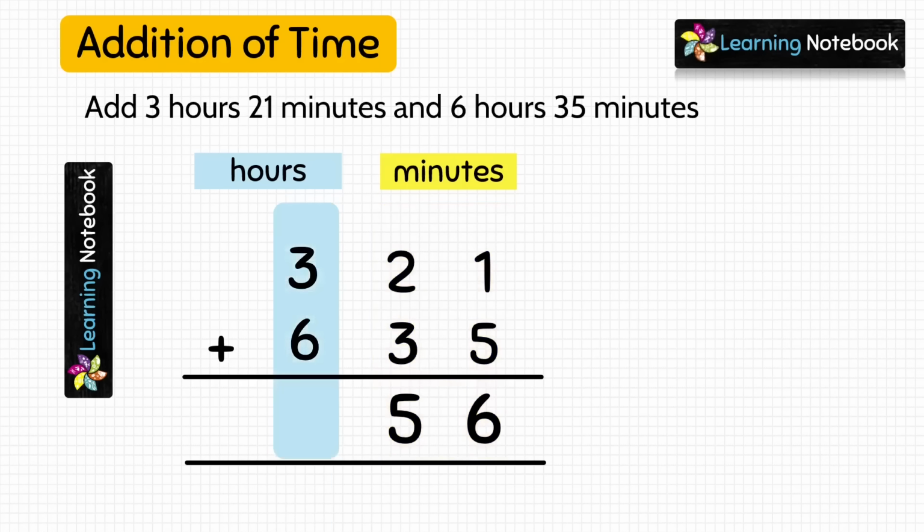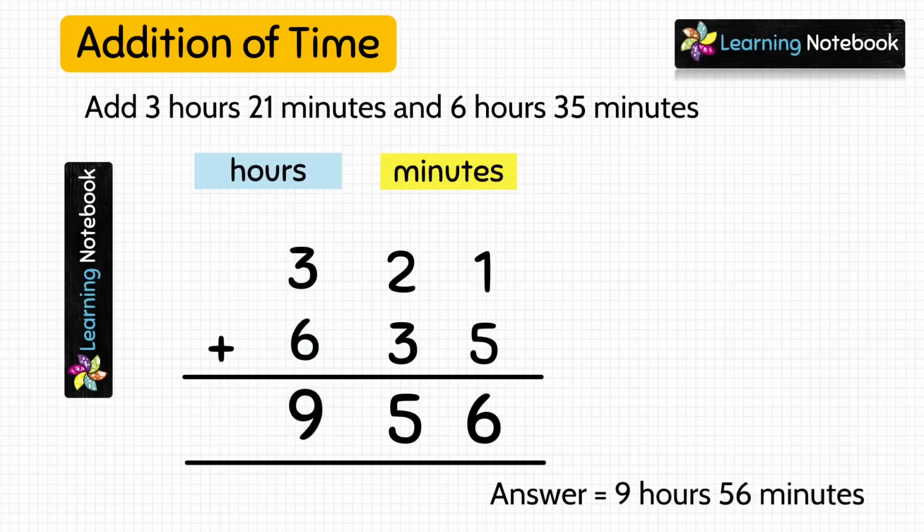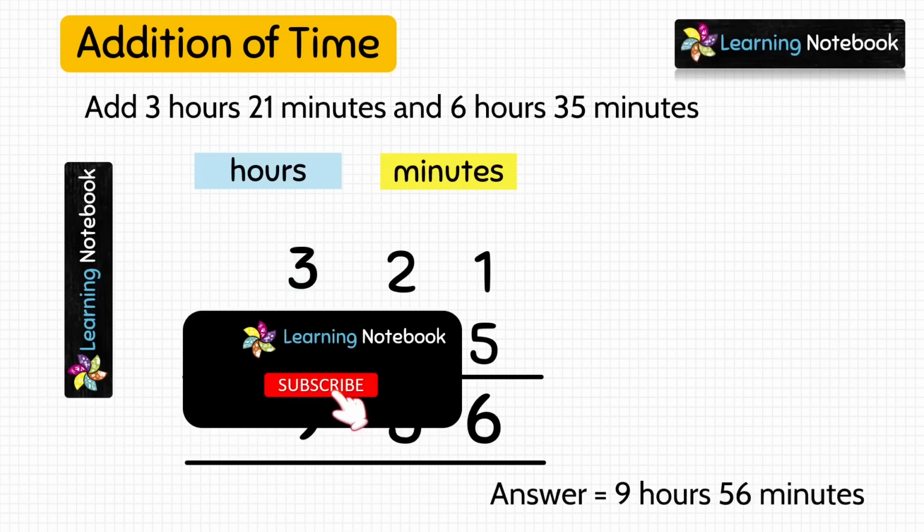Now, we will add the hours column. 3 plus 6 equals 9. So our answer is 9 hours 56 minutes.